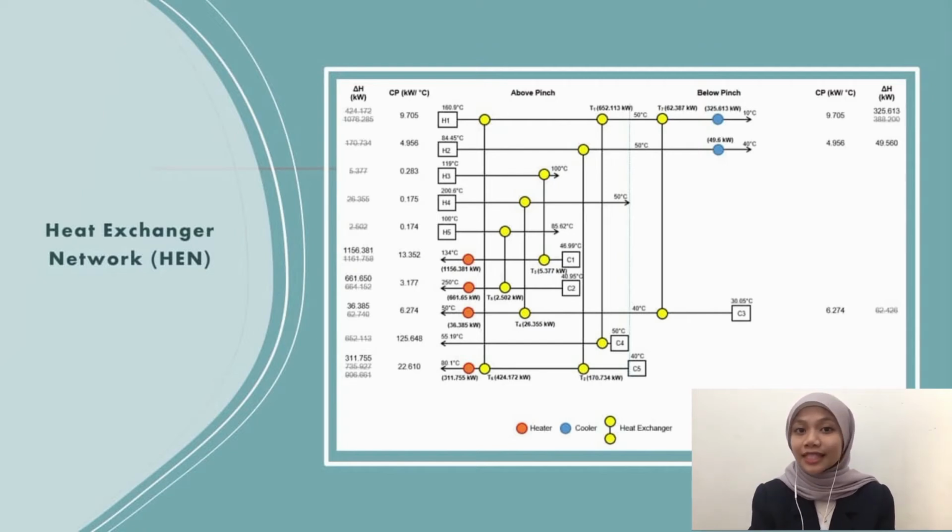As stated previously, the temperature difference between two sharing streams should not be lower than 10 degrees Celsius. Based on the HEN illustrated, it can be seen that there are 7 new heat exchangers, 4 heaters and 2 coolers needed for the production plant.